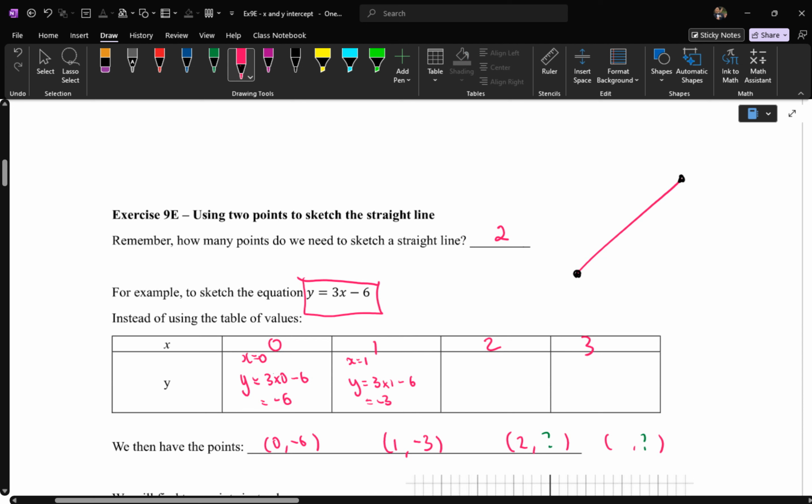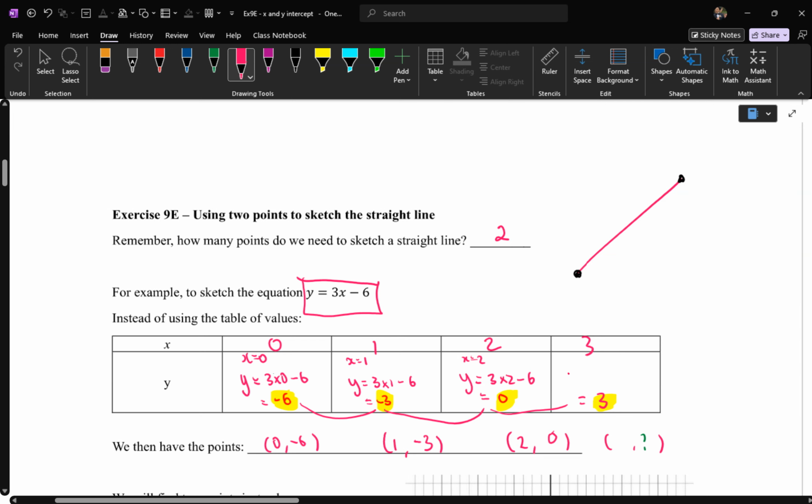As I'm filling this out, you'll probably start to see a pattern for the y's. The y was negative 6, then it became negative 3. So if I substitute again, if x was 2, according to the rule, it's 3 times 2 minus 6. 3 times 2 is 6, and 6 take away 6 is 0. Are you starting to see a pattern? It went from negative 6 to negative 3 to now 0. So what do you think the next one would be, even without the calculations? Hopefully you realize that it's just adding 3 every time. So this is now 3.